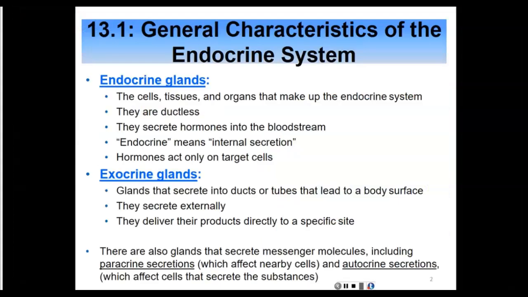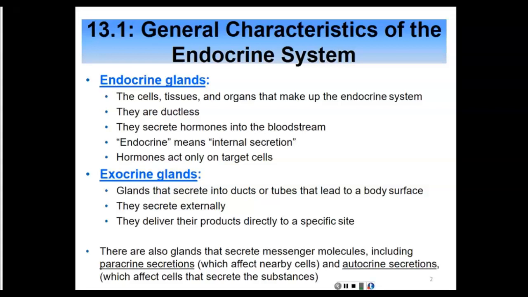The endocrine system, this should be a review for you because we talked about this in tissues. Endocrine glands are glands that have cells, tissues, and organs that are ductless. They secrete hormones into the bloodstream. Endocrine means internal secretion, and so it secretes hormones that will act on target cells or specific cells.